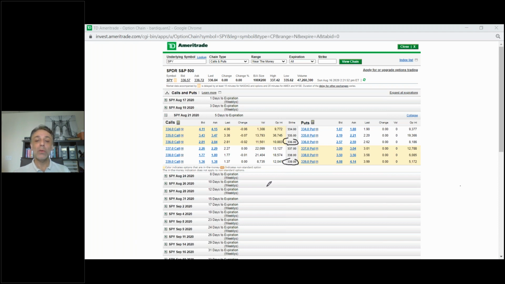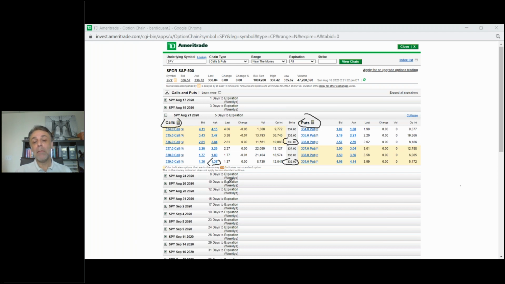Now let's say you want to buy the option. If you want to buy a call option, you look at this, where we have calls and puts. If you want to buy a call, you're going to look at this, and you can see that you can basically buy the call for $1.38.